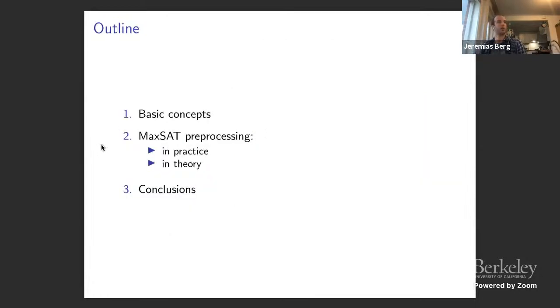So here's the outline of what I want to talk about. I'll start with some very simple definitions to make sure that we're all on the same page. Then I'll talk first about MaxSAT preprocessing in practice. What kind of problems do you run into when you want to use your preprocessor together with your MaxSAT solver, and how you can solve them? And then depending on how long that takes and how many questions there are, I'll also touch a bit on MaxSAT preprocessing in theory, what we know and what interesting research directions there are, and then end with some concluding remarks.